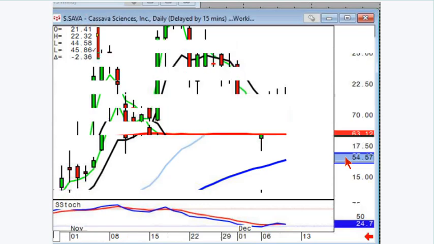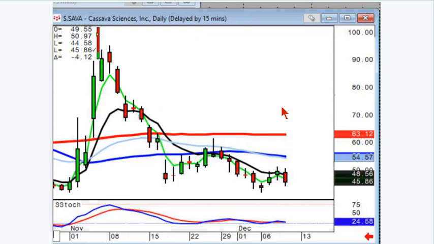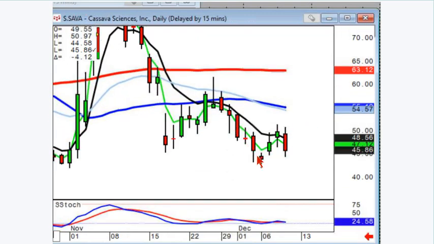Sava was the same scenario. If you were short, you would have covered right there on the positive open after a doji in the oversold area. Where would you have gone long? Not until it closed above the T line.